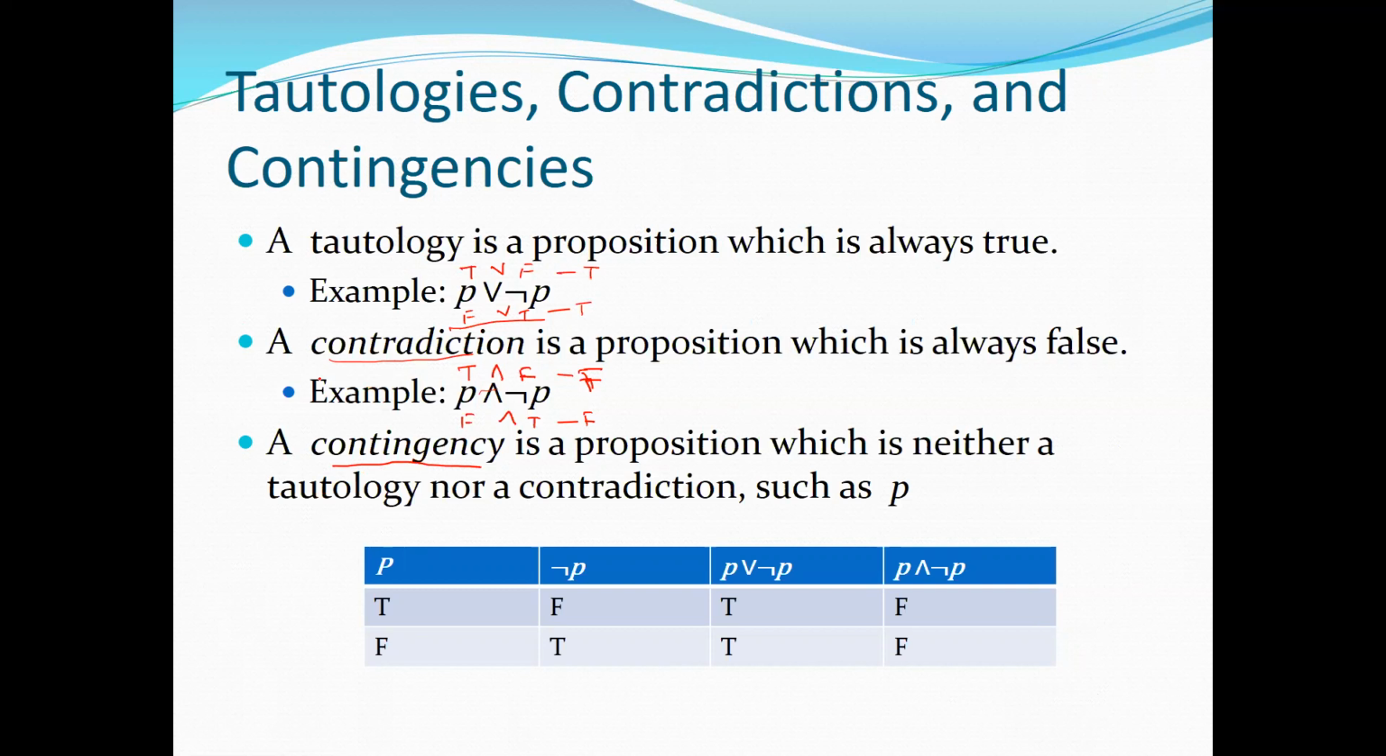So let me just summarize it. Tautology is a proposition whose result is always true. Contradiction is a proposition whose result is always false. Contingency is neither a tautology nor a contradiction. Sometimes it is true, sometimes it is false.